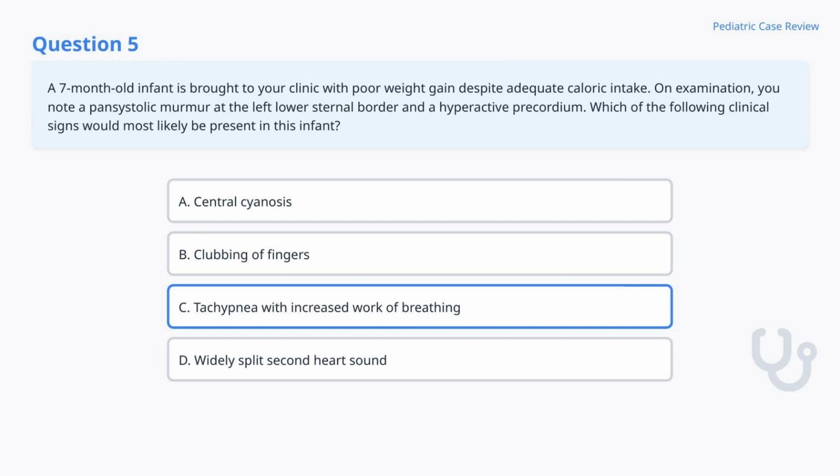Your options are A. Central cyanosis, B. Clubbing of fingers, C. Tachypnea with increased work of breathing, or D. Widely split second heart sound. Consider the pathophysiological consequences of a hemodynamically significant VSD and how they manifest clinically.